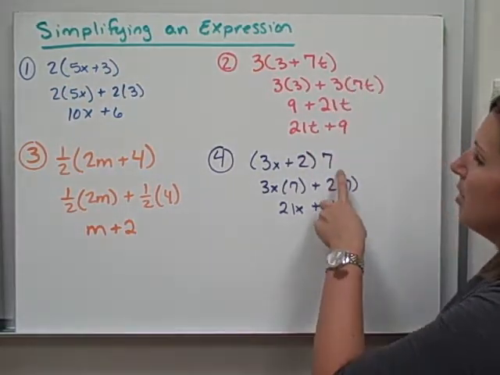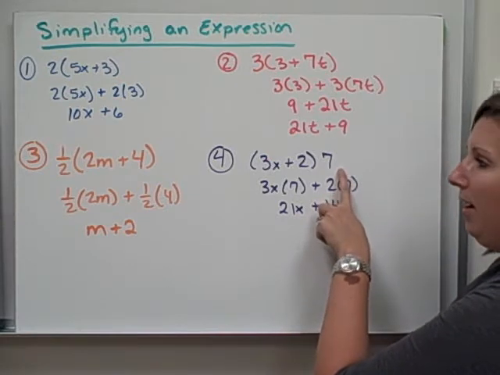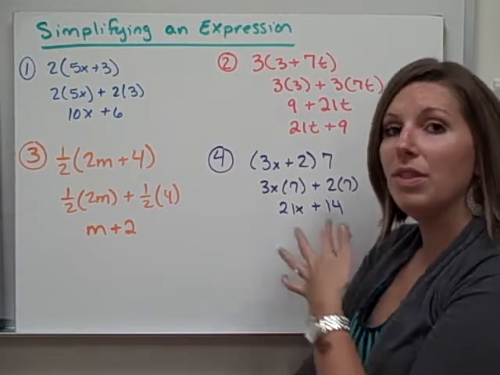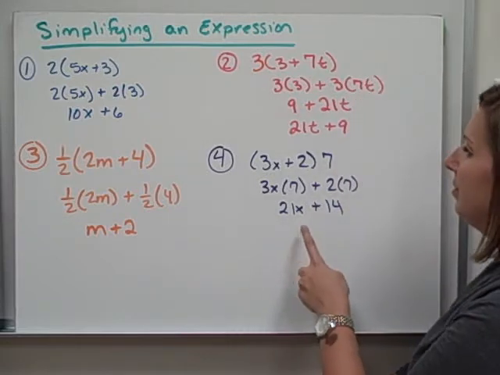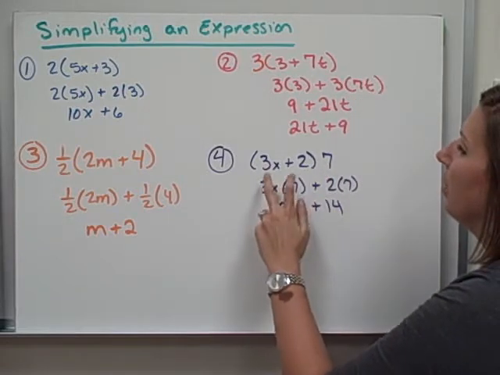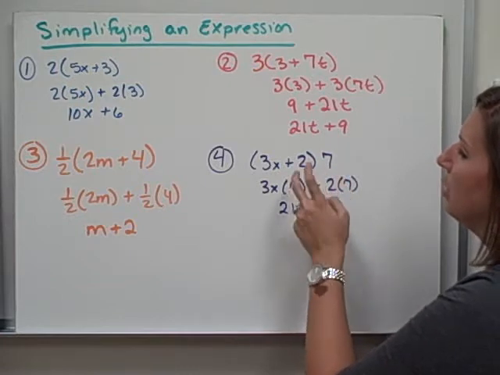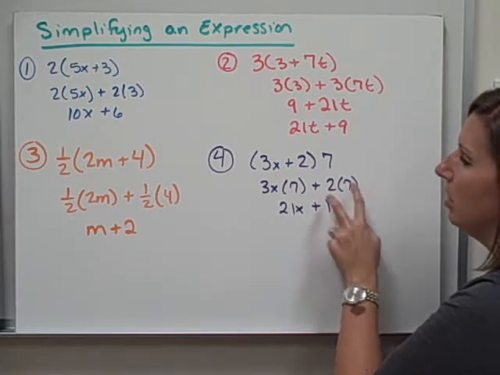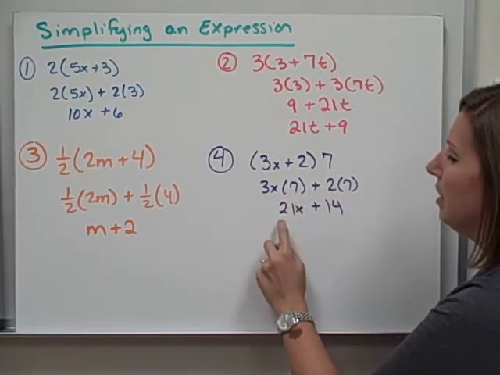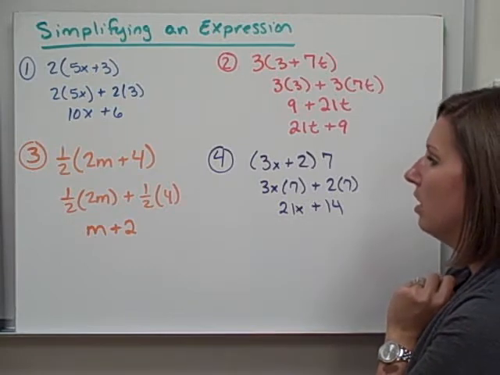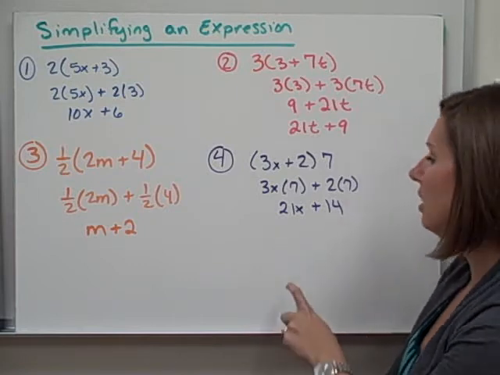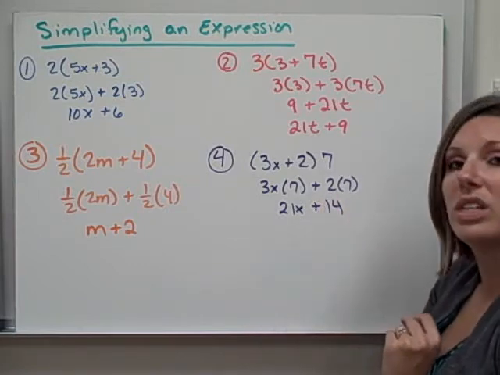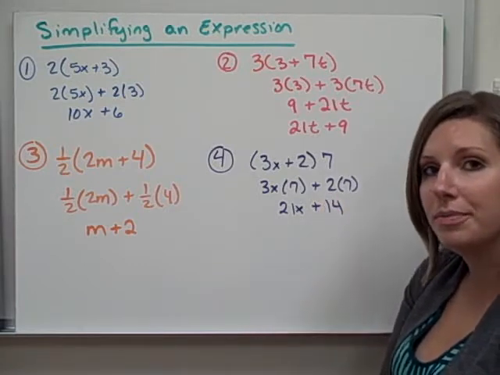And then our last example, I've got the 7 over here on the right side. Well, even though it's on the right side, I still use the distributive property to help me solve. So I'm going to multiply 3x times 7 plus 2 times 7. 3x times 7 is 21 x's. That's 7 groups of 3 x's, altogether 21 x's, and then 2 times 7 is 14, and that's my final answer.